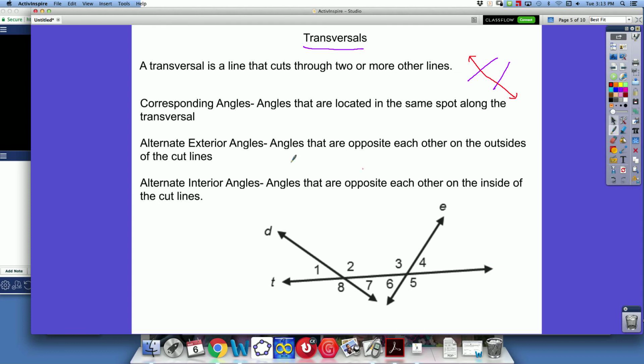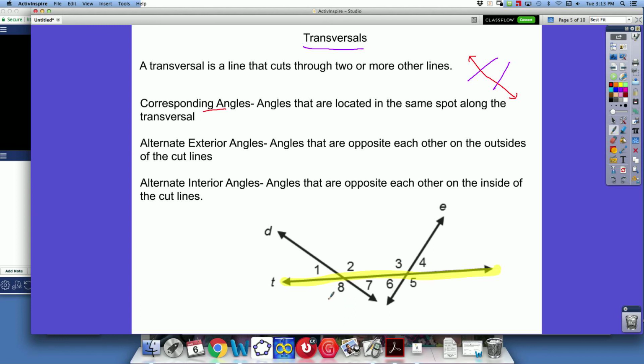So first vocab word is corresponding angles. And corresponding angles are angles that are located in the same spot along the transversal. So what I'm going to do is highlight along the transversal because this is the important part. And when I do that, I can see I have two chunks. I have these angles here, 1, 2, 8, and 7. And then I have the angles 3, 4, 6, and 5.